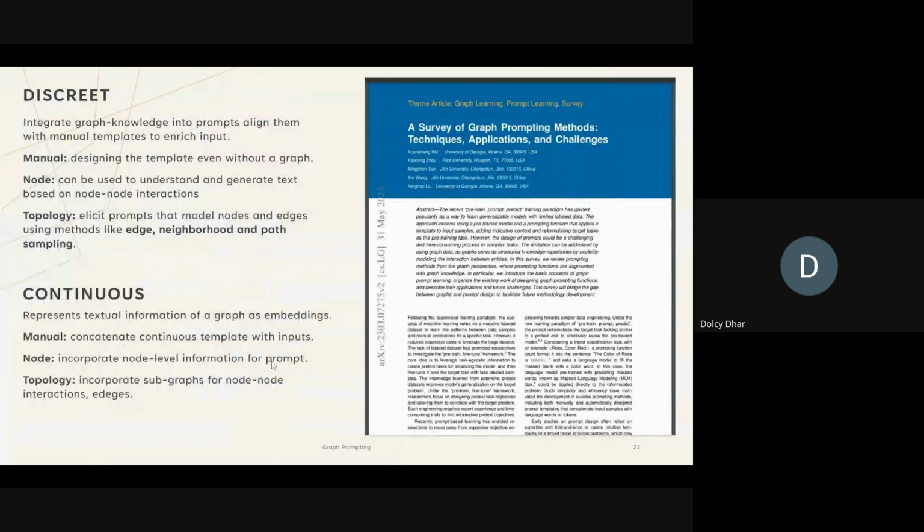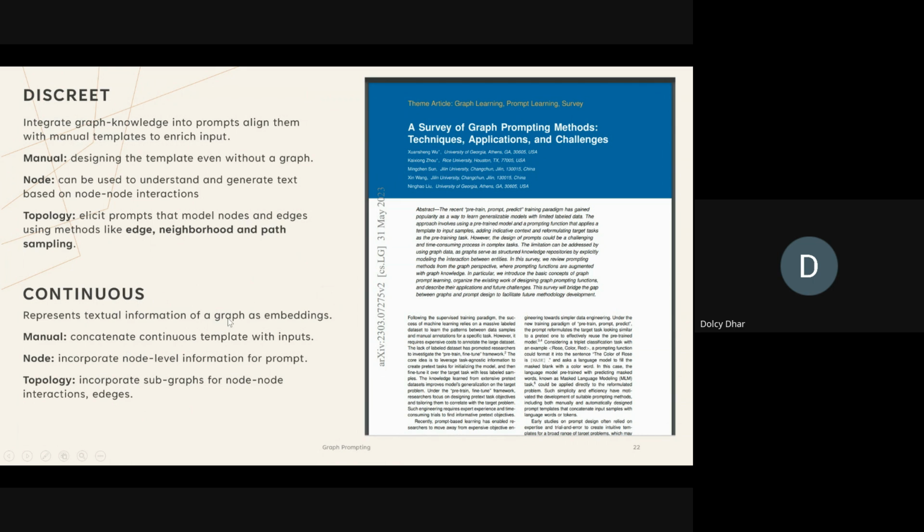Okay. So, actually, this is just a survey of different types of prompting techniques. It came out last year. So, nothing but how you design. Discrete is that you have manual templates for every step, whereas continuous is that you represent textual information of a graph as embeddings. So, instead of writing prompts directly, you convert the information into a graph and you embed it, and then you keep attaching that textual information or that graph basically.